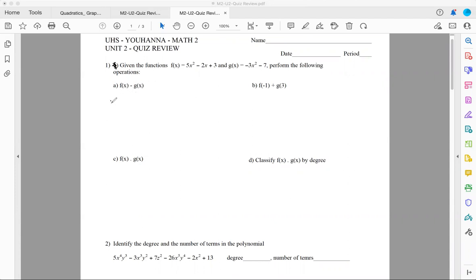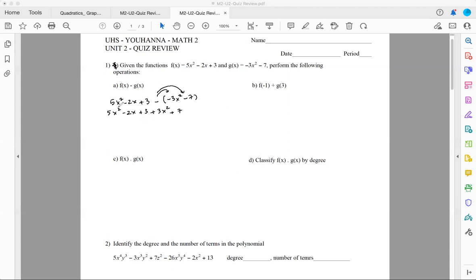So what we do here is we write f of x, which is 5x squared minus 2x plus 3. And we're going to subtract g of x, which is in parentheses always, negative 3x squared, and then minus 7. So this becomes 5x squared minus 2x plus 3. There's really not much going on with the first function f of x. Now the negative, we know when distributed, makes the signs the opposite of what they currently are. So this becomes plus 3x squared and then plus 7.